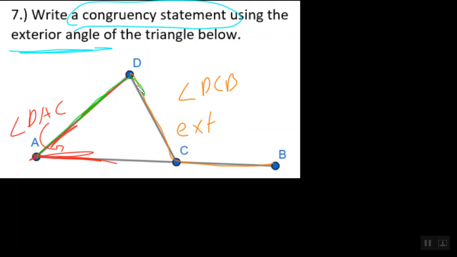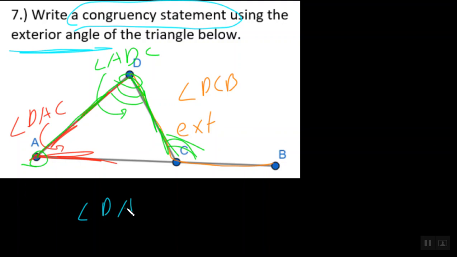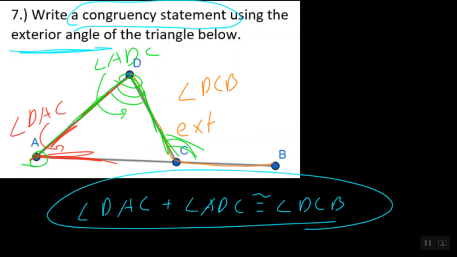If we go right here from A to D to C, I use two arcs right there. Well, we're going to have angle ADC. Well, we know that our two remote interior angles have to add up to be our exterior angle. So we can just say this. Angle DAC plus angle ADC is congruent to angle DCB. Alright? And there is your correct statement for this problem. That was nice and easy. Let's move on to our 8th problem.